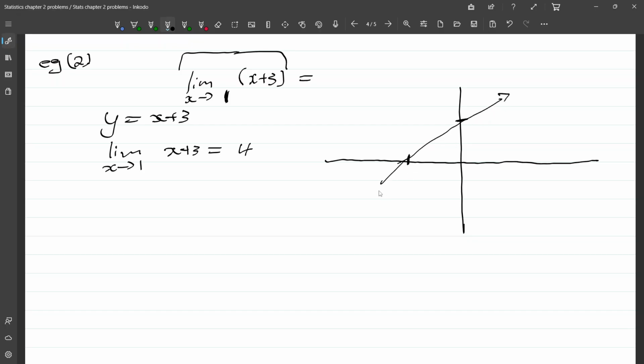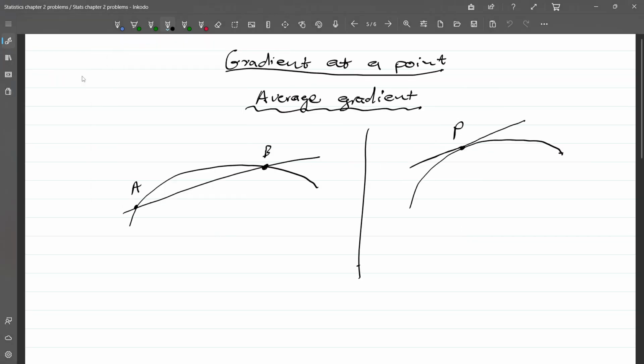This time around, you don't have a hole because this function is continuous everywhere. So you're going to have 3 and minus 3. If you can check, where's 1? Let's just say 1 is here. Let's just say here is 4. So you see, when your graph approaches 1 from both sides, it approaches what? 4. That is the idea of the limit. Okay, guys, let's move on.